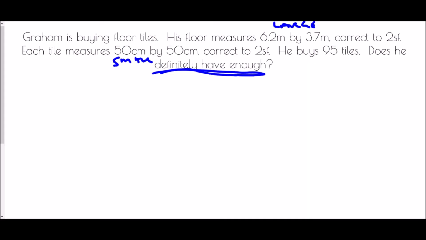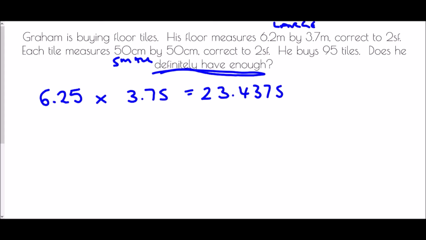And so that would need us to take the upper bound of both of those measurements. Now they are 6.2 to 2 significant figures. So that upper bound would be 6.25. The 3.7 would be 3.75. And then we would need to multiply the two together. So 6.25 times 3.75 equals 23.4375 metres squared. So that is the largest possible area of floor that needs to be covered.